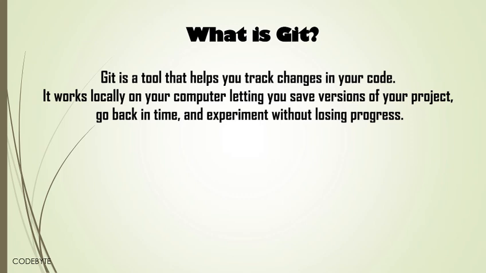First things first, we'll be looking at Git. What is Git? Git is a tool that helps you track changes in your code. It works locally on your computer. It lets you save different versions of your project. If you're working on code and you decide to make changes to it the next day, you save the one without changes and the one with changes. And if you wake up another day and decide to revert back to the one without changes, it is always there. So it saves different versions of your code for you.